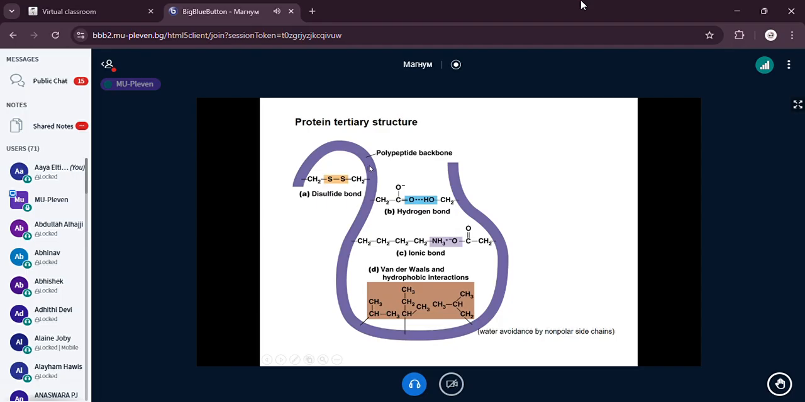Disulfide bond is a typical covalent bond, which later we will study could be intramolecular or between protein molecules. Hydrogen bond. Ionic bonding.